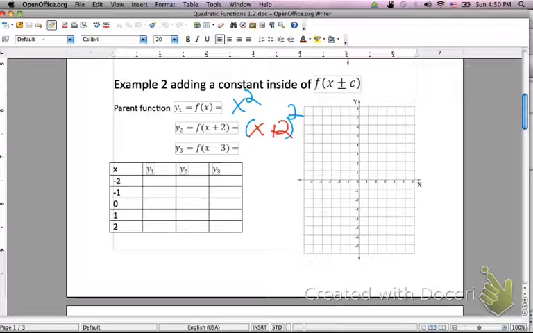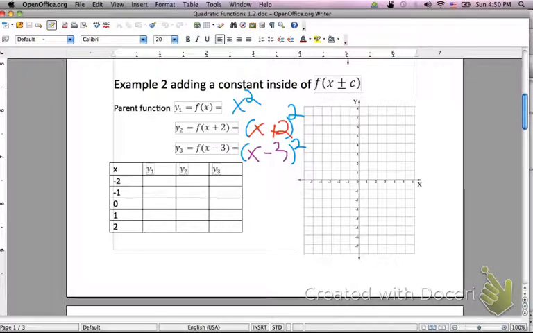And then the same thing here, I'm going to square x minus 3. Okay, now I just want to make a table of my values and then graph these.